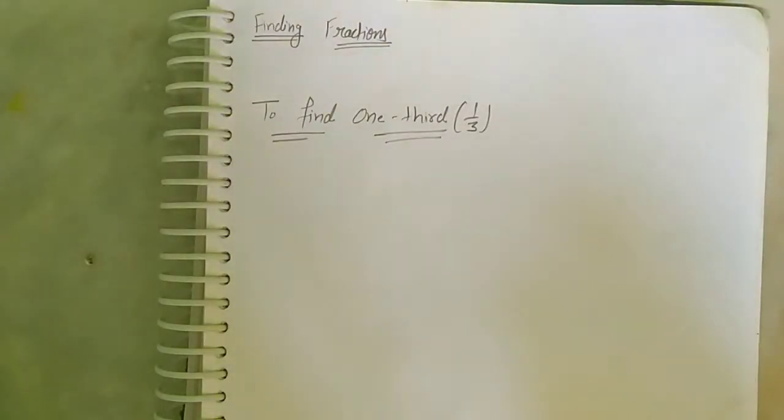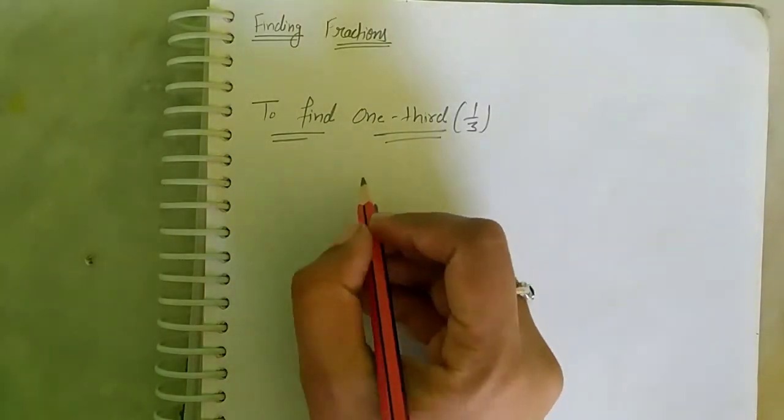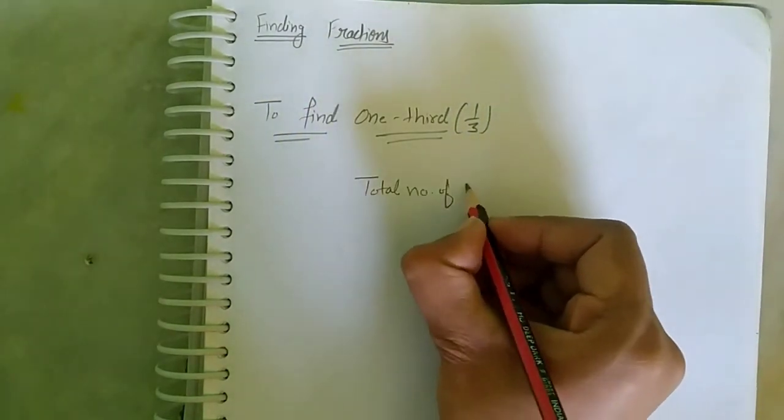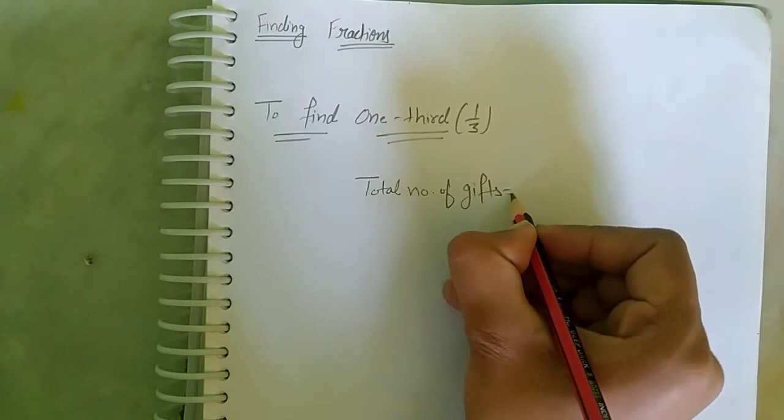Okay? Now we are going to find 1/3. Students, suppose there were 9 gifts in a bag. 1/3 of the gifts were given to Mr. Joseph's family. How many gifts did they receive? Total number of gifts equals 9.